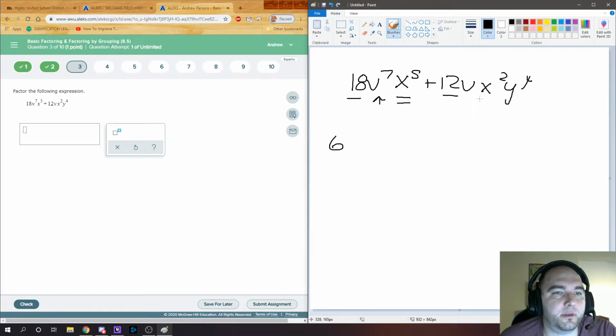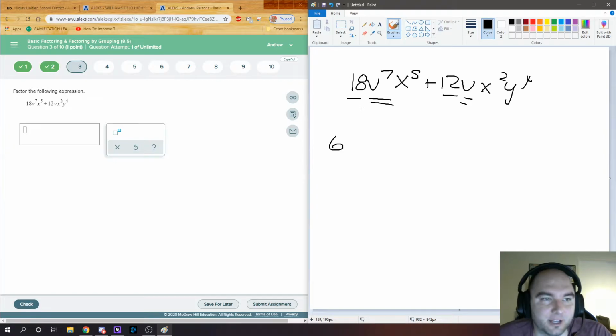X to the 5th, and wait a second. I lied. I thought it was not a V, but I thought that was a U. Never mind. There is a V to the 7th on this one and V to the 1 on that one. Okay, my mistake. So in this case, I can take out V.